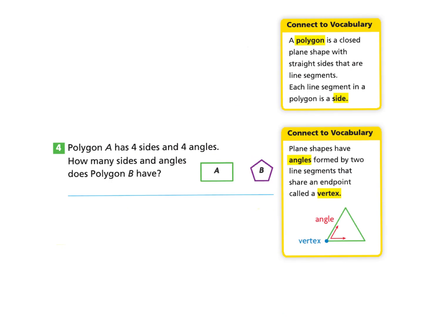Polygon A has 4 sides and 4 angles. How many sides and angles does polygon B have? Okay, so we can take a look at polygon B, which is right here, and we can count the number of sides. That's easy for us to do. 1, 2, 3, 4, 5. So we know that it has 5 sides, and then we can look for the angles. We see 1, 2, 3, 4, 5. So we can answer 5 sides and 5 angles.